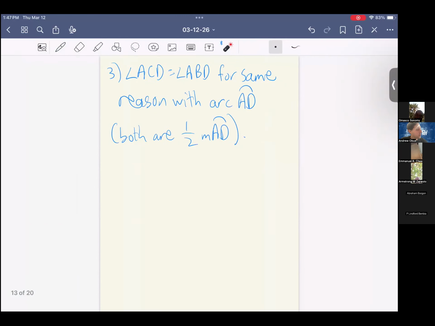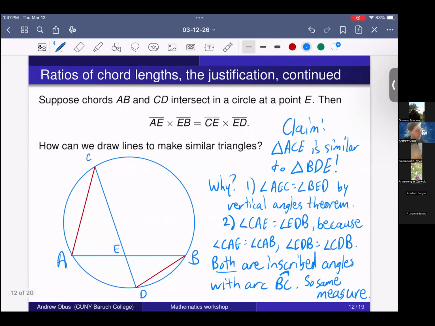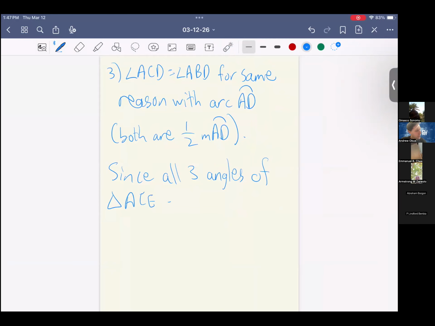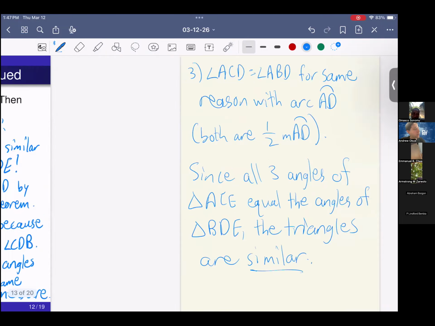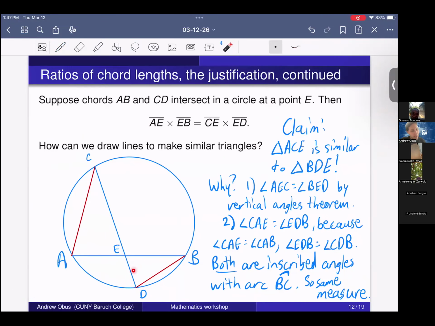Maybe I'll just add this here, right? So I'll say, since all three angles of triangle ACE equal the angles of triangle BDE, the triangles are similar. Okay, we showed that all of the angles of one triangle are equal to angles of the other triangle. That means that they've got to be similar.